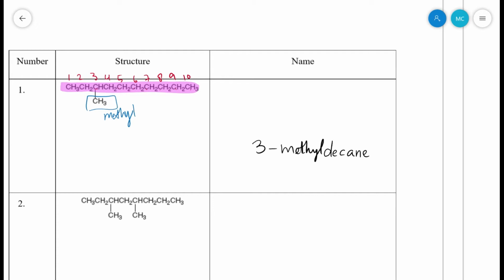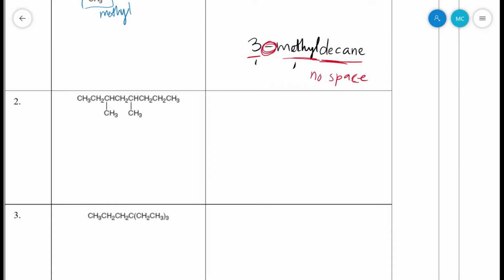For the naming nomenclature, you are supposed to separate numbers from words by a hyphen or dash symbol. And then between the methyl and decane, the alkyl group or substituent and the parent chain, there's no space. So make sure that you use this guidance. Okay. Next, we will do number 2.